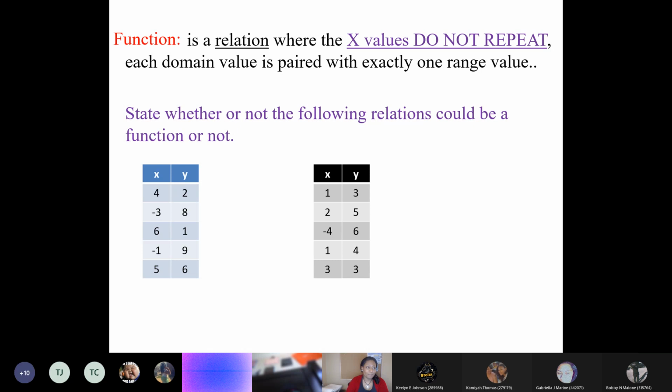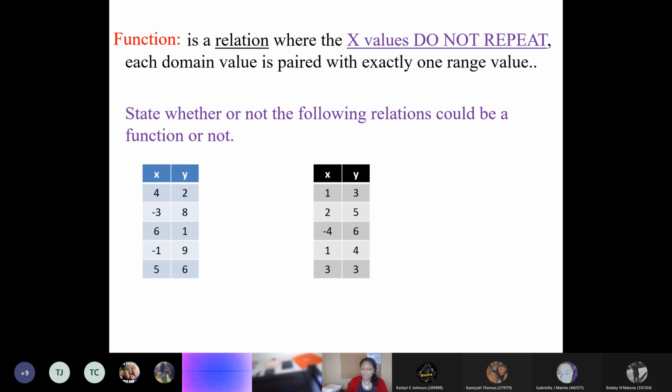I'm listening. A function is a relation. Relation where? A function is a relation where the x values do not repeat. Each domain value is paired with exactly one range value. Do the x's repeat in this black table? No, ma'am. So you're going to look at the values under x. Do any of them repeat?